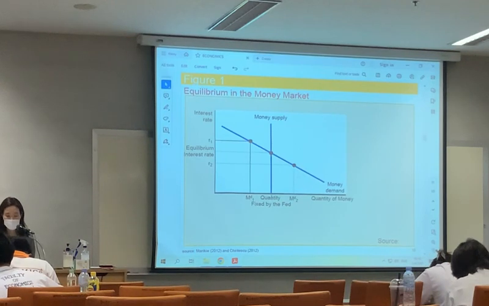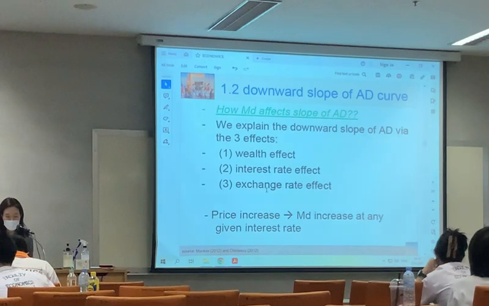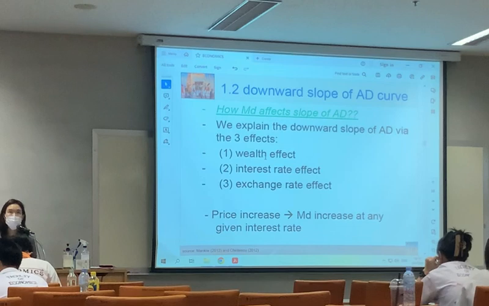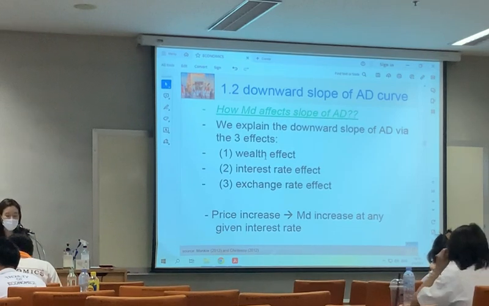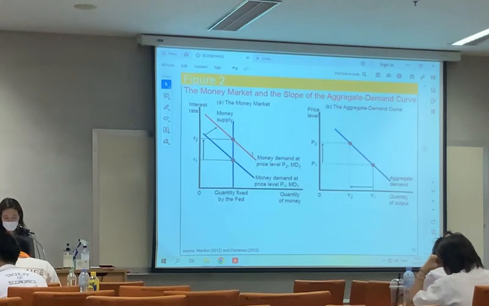Now, the next slide will be the effects of monetary policies on the AD. In fact, this one just explains the slope. I'm thinking about whether to tell you.